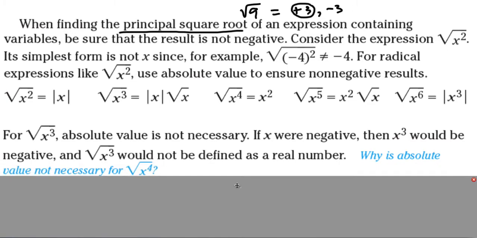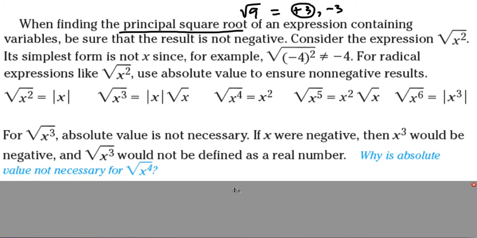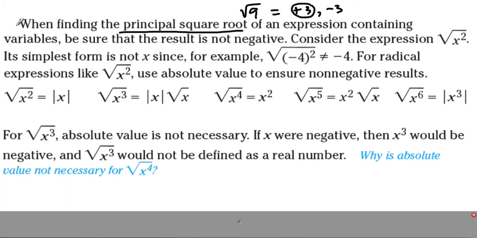So why is absolute value not necessary for x to the fourth? Okay, that's a good question. Again, you're raising it to an even integer, so therefore when you square it, even if it's negative, it will still continue to be positive. Okay, so let's use all of these to look at example number 2.